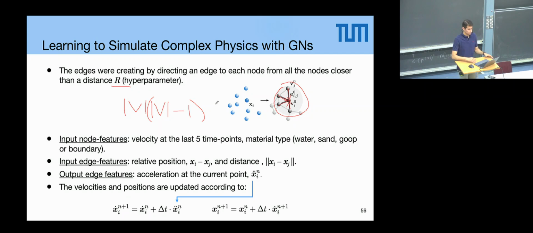And we do that for every node. Then as features they provide the velocity at the last 5 time points and the material type. So why provide the velocity at the last 5 time points instead of only one? In theory it should be enough with only one, because this problem is, we could say, deterministic. If we know the state at a point, we could know the state at the next time point.